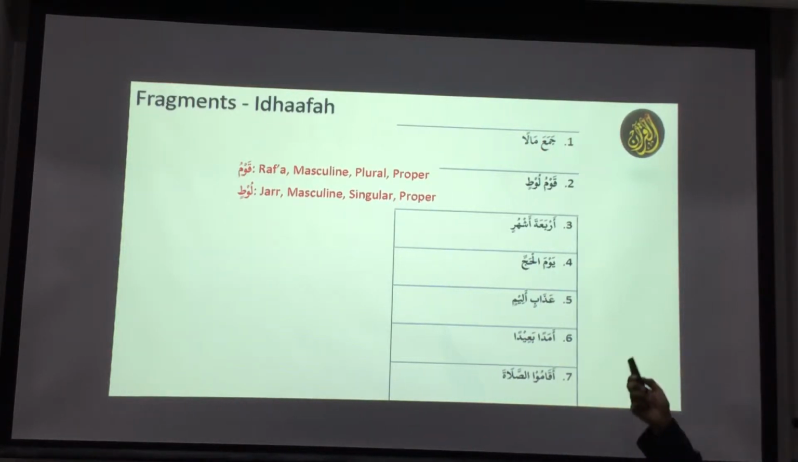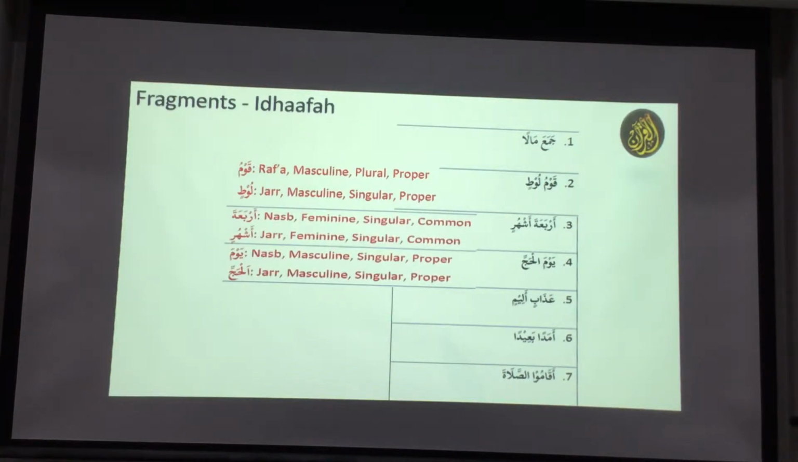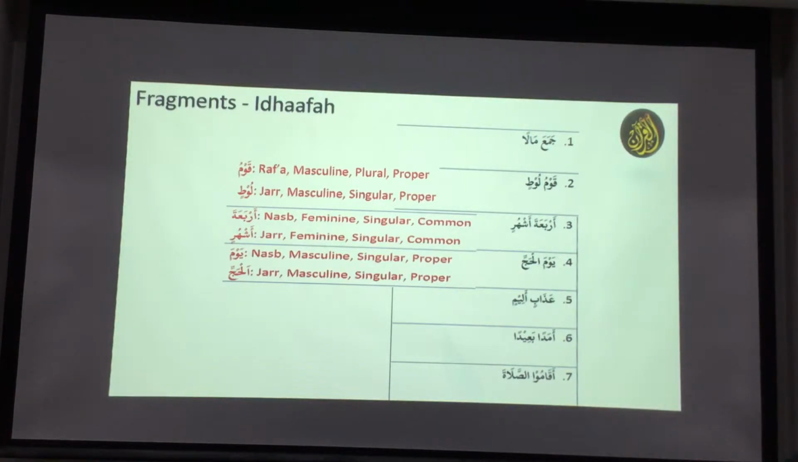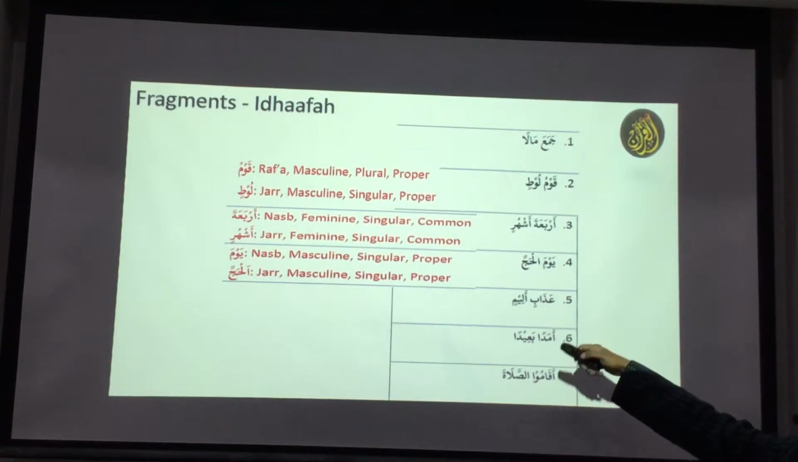Okay. Next word, brother Zahid, you tell me. Arba'ata Ashhurin. Arba'ata Ashhurin means 4 months. It is mudaf ilayhi case. It is mudaf ilayhi because the first one is light, no alif lam, no tanween, and the next, Ashhurin, takes jar. Very good.